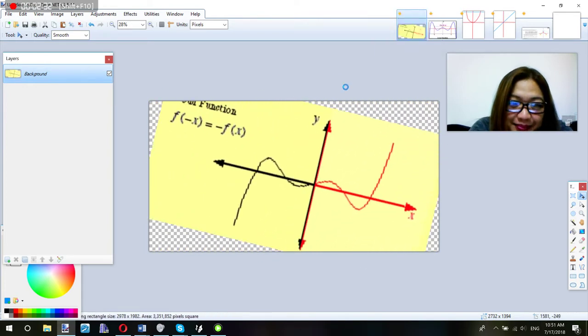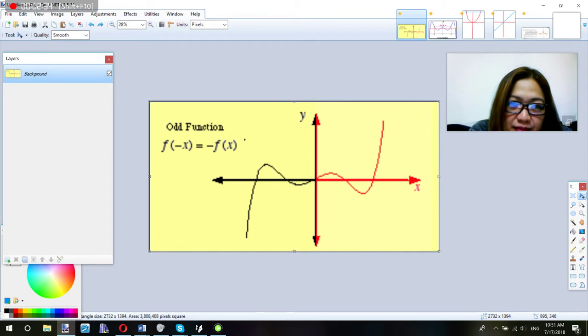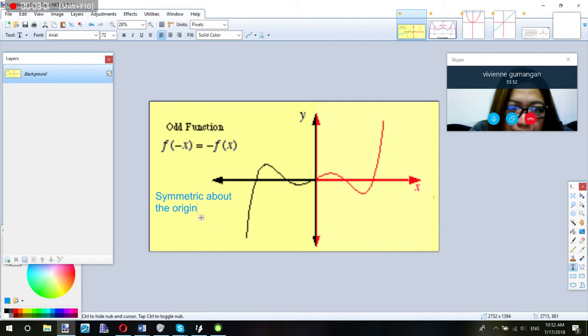Odd functions, mathematically, we could say are symmetric about the origin. Let me write that down really quick. So odd functions are symmetric about the origin, which means we can flip the paper 180 degrees and look at the same shape. I could also say f of negative x is equal to negative f of x if you wanted to test and see if a function is odd.